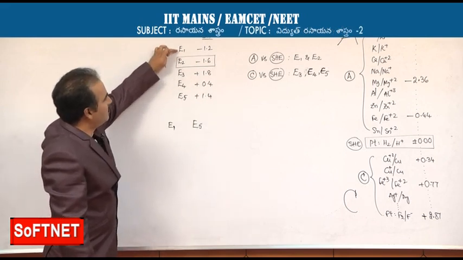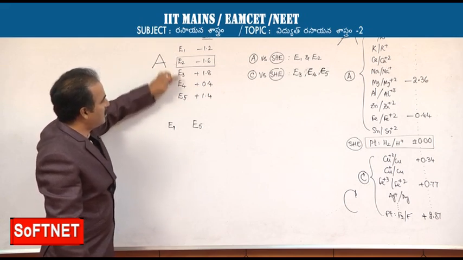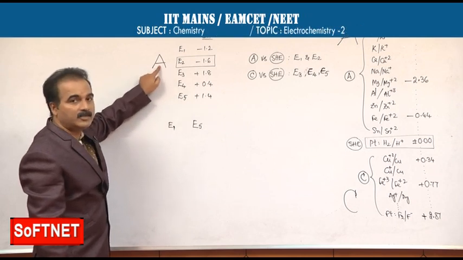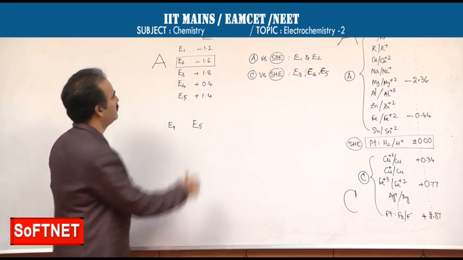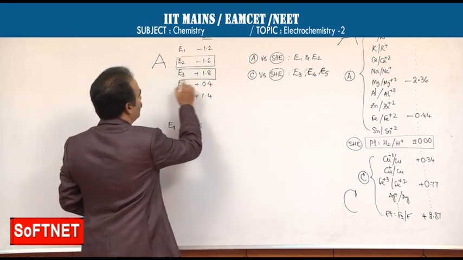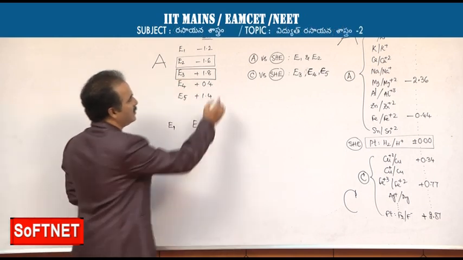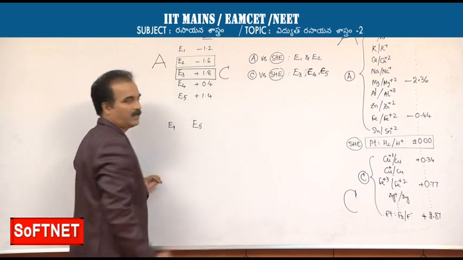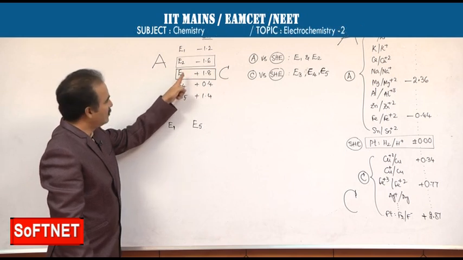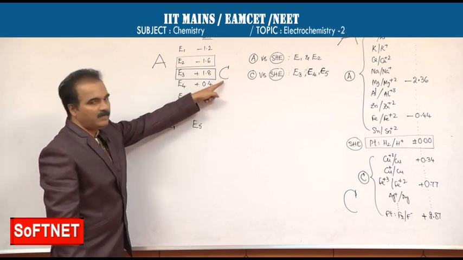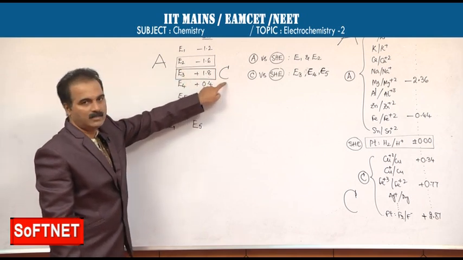So E2, when you connect with E1, with E3, or with E4 or with E5, has the ability to act as only anode. And out of all these 5, the highest positive reduction potential is for E3. So this electrode has the highest capacity to act as cathode. So when you connect E3, E4, E3 will act as cathode, E3, E5, E3 only will act as cathode. With any electrode, E3 has the ability to act as cathode.